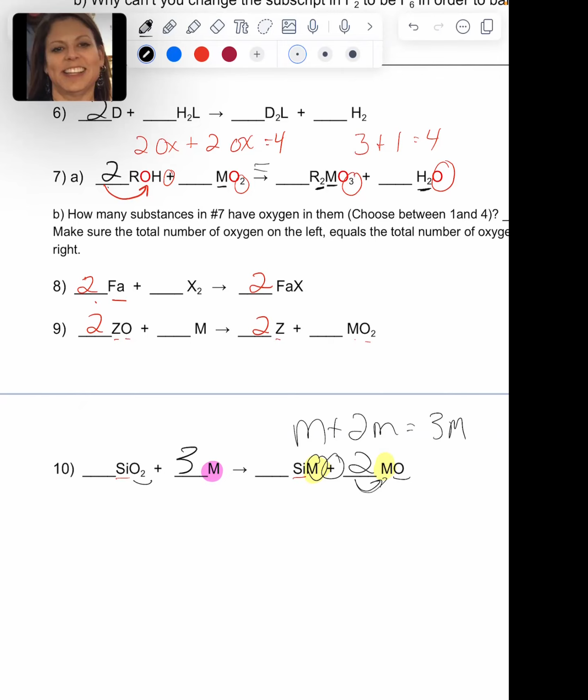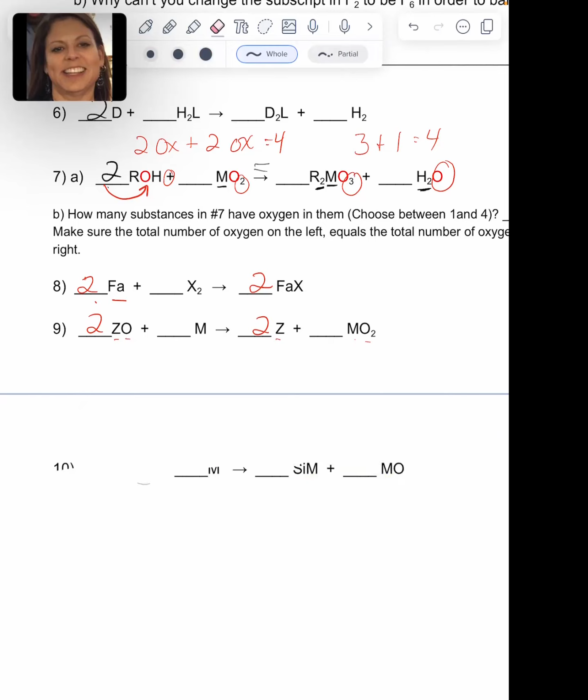And that's it. Let me do that one again real quick. I guess you can rewind. You don't need me to do it again. SI, SI, good. O2, O, just 1, add a 2. M's, 1, 2, 3, equals 3. So all you need is a 3 and that 2. And that's it.